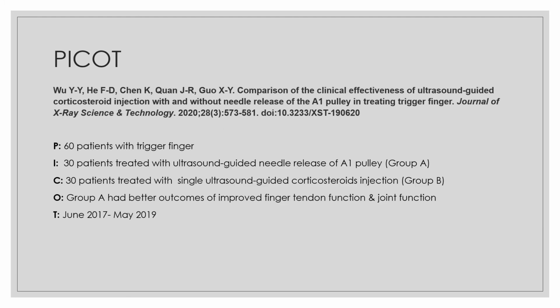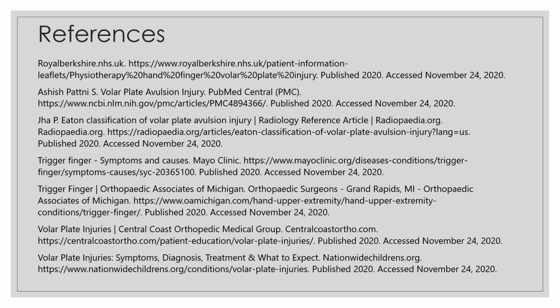And then the PCOT that I found for trigger finger is there were 60 patients with trigger finger. 30 patients were treated with ultrasound guided needle release of the A1 pulley, which was group A, compared to 30 patients treated with single ultrasound guided corticosteroid injection, which is group B. The outcome was that group A had better outcomes of finger tendon function and joint function. And the time period this was performed in was from June 2017 to May 2019. And then here are my references.